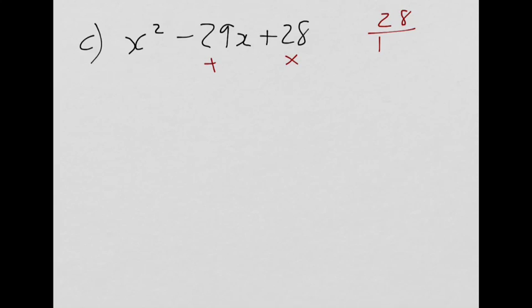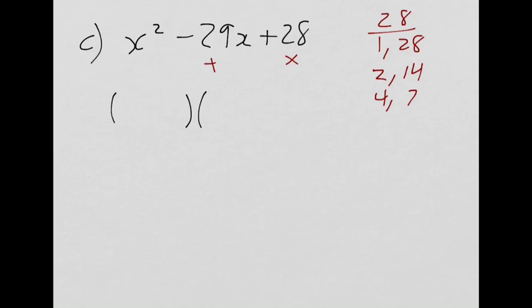28 and 1. 1 and 28, thank you. What else? 14 and 2. 2 and 14. 7 and 4. 4 and 7. I keep going backwards, but that's okay. Anything else? Is it divisible by 3, 5, 6, 8? I think that's it. Okay, so which of these add to equal negative 29? None of them. Bummer.